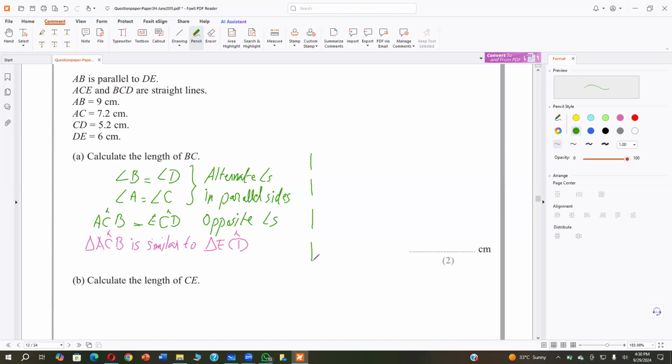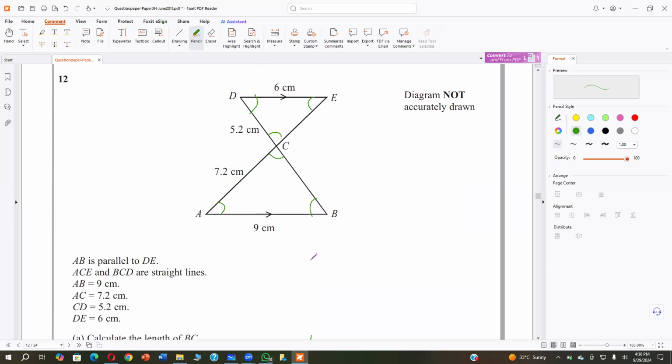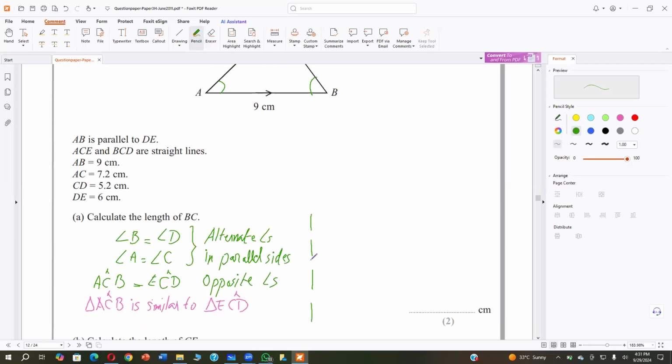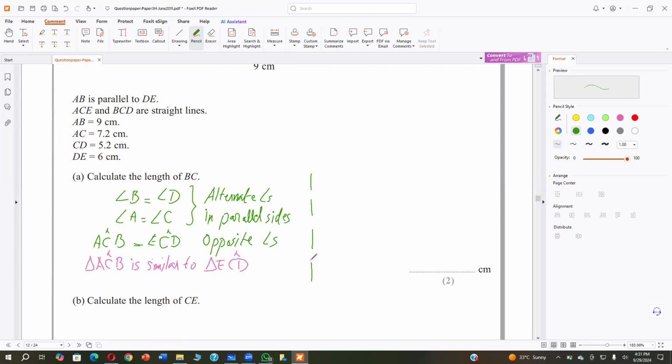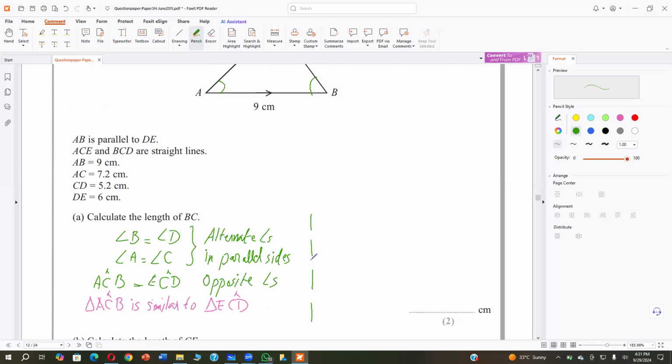Okay, can you now find the length of BC? I was thinking if I can make a ratio, because it's a ratio topic, so I can take BC upon 5.2. Because it's a similar triangle, corresponding ratios are equal. So I was trying to apply that logic.